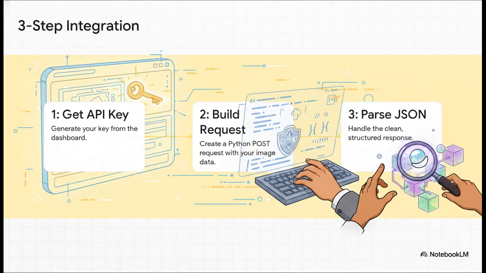And you're going to love this. It's incredibly simple. Just 3 steps. First, you grab your API key from the dashboard. Second, you build a simple post request. We'll use Python as an example. And third, you parse the beautifully clean, structured JSON that comes back.